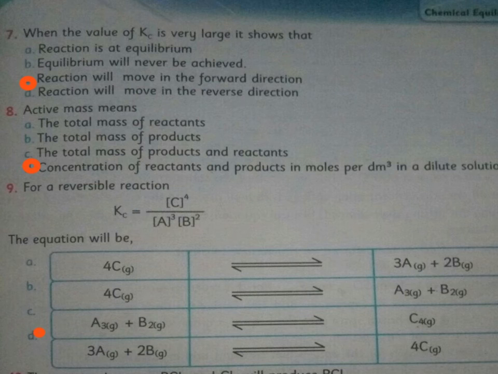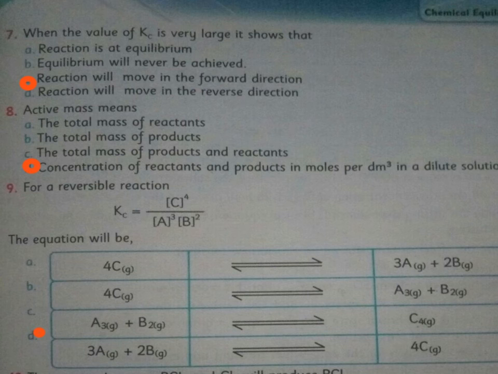Okay, option C is: when 1 mole of A and 1 mole of B react together, it will give us 1 mole of carbon. This is also incorrect because the coefficient 4 shows 4 moles of carbon. So this C must be the product and this 4 shows the 4 moles of carbon. So 4 moles of C. So this is also incorrect.